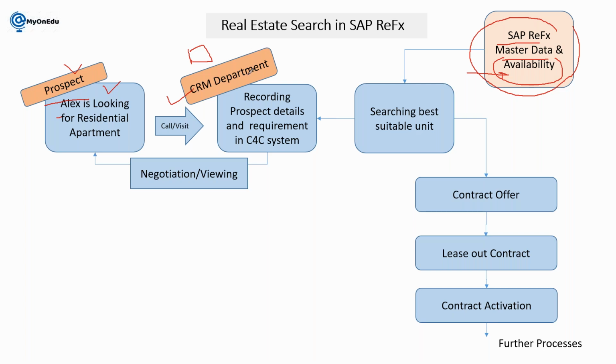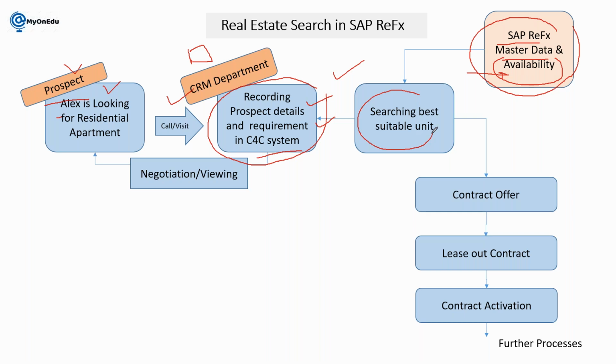So here CRM department is recording all prospect details and requirement in C4C system. And then whatever the requirement he has maintained, this CRM guy, he will just execute one transaction to see what exactly availability is there. Okay, so real estate search, there is one process will be executed. And based on that, the unit will be proposed by the system that these are the options we are having. Okay, and let's say we are getting 5 options.